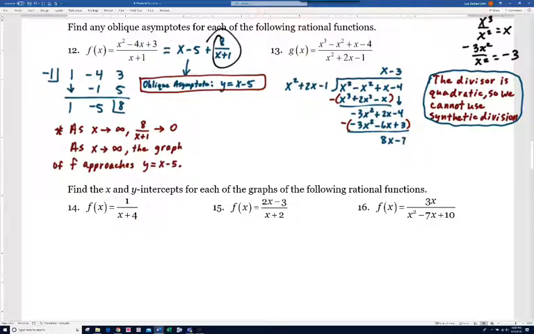Now before I put in my answer here, I need to erase this area here. Let me take care of that. Oops, hold on just a second. I got to make that a little bigger.